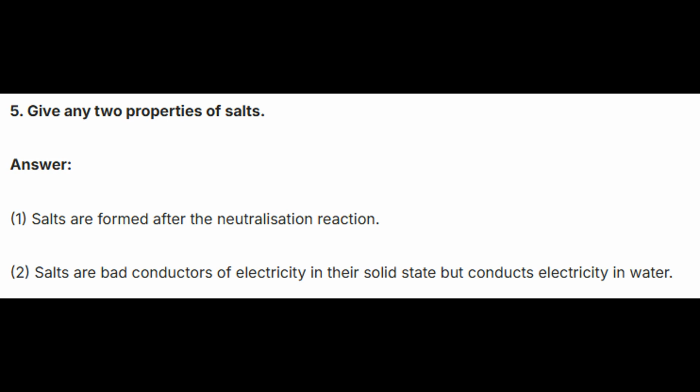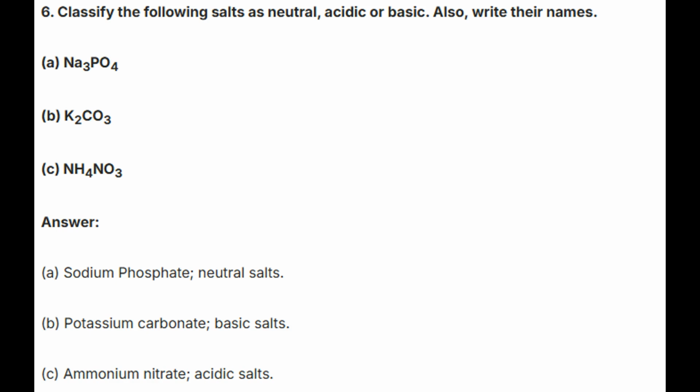Fifth, give any two properties of salts. Answer. First, salts are formed after the neutralization reaction. Second, salts are bad conductors of electricity in their solid state but conduct electricity in water. Sixth, classify the following salts as neutral, acidic or basic. Also write their names. First, Na3PO4, second, K2CO3, third, NH4NO3. Answer. A. Sodium phosphate, neutral salt. B. Potassium carbonate, basic salt. C. Ammonium nitrate, acidic salt.